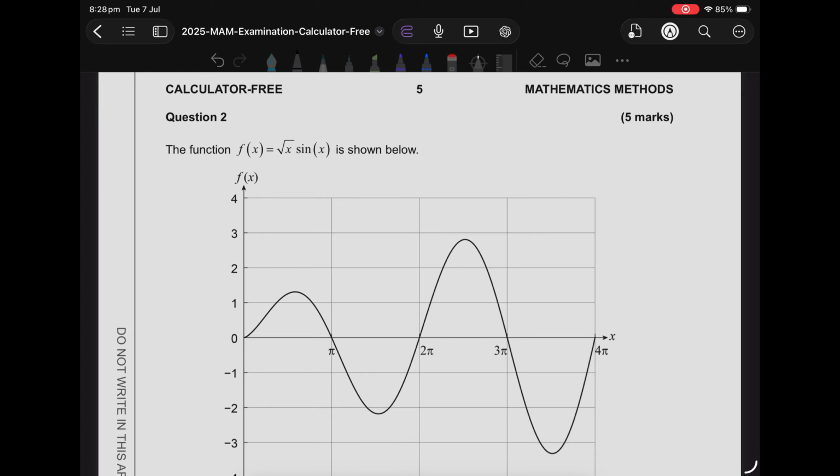Welcome back to the 2025 WACE Math Methods Exam Calculator free section. Today we'll be going through question 2.